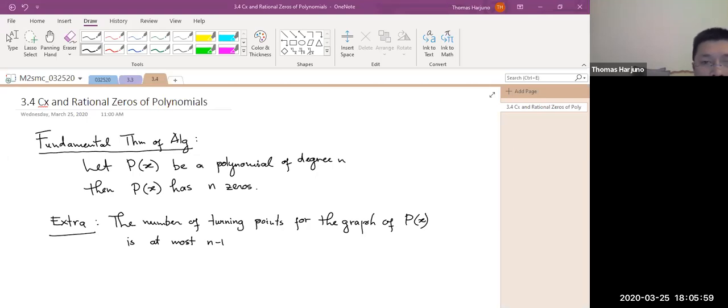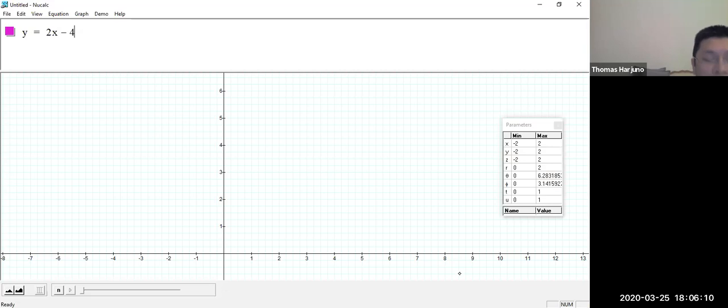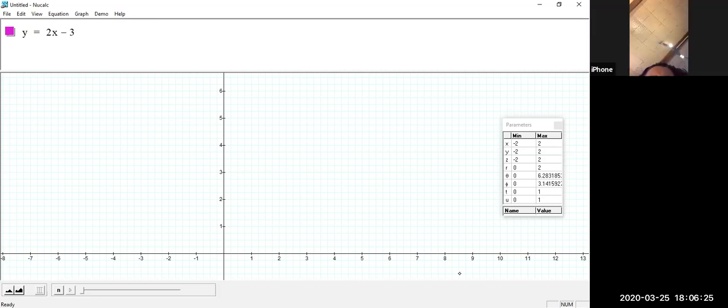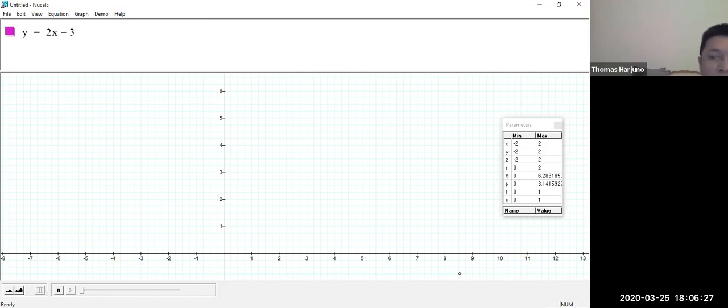Let me give you the view of my software earlier. Let's say we have 2x minus 4 or 2x minus 3. Now, what is the degree of this polynomial? Do you see this? Linear? Yeah, that's a linear function, right? So the degree is 1. Therefore, according to what I just said, the number of turning points is at most 0. In other words, we don't expect to see any curve anywhere it turns.